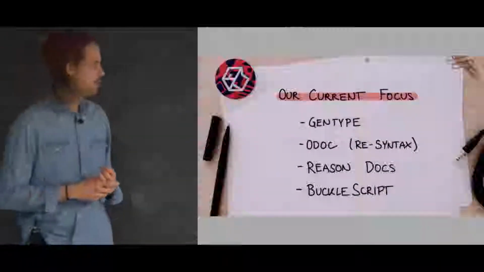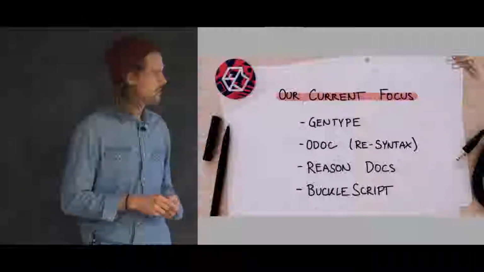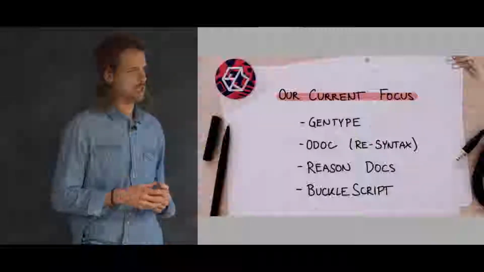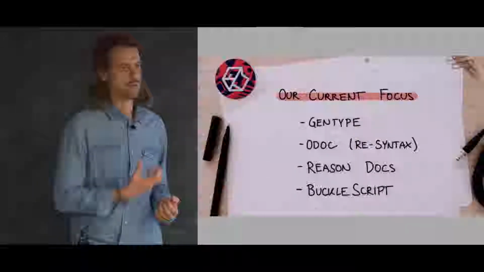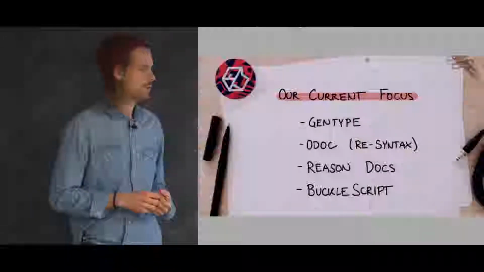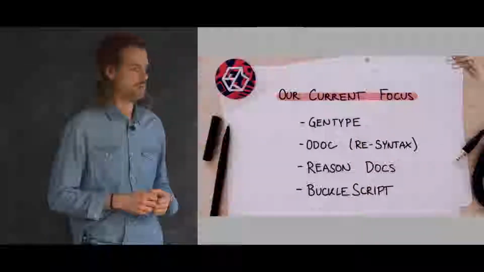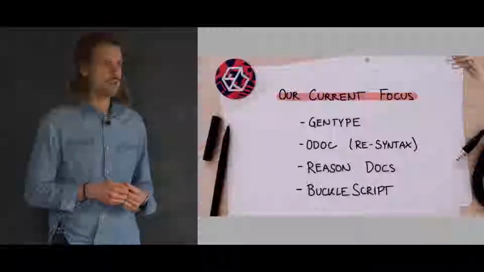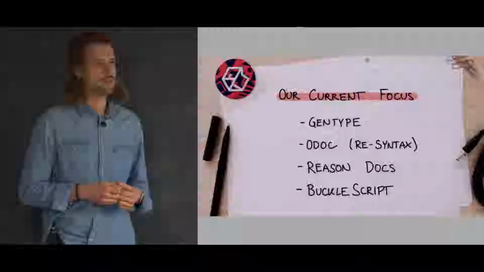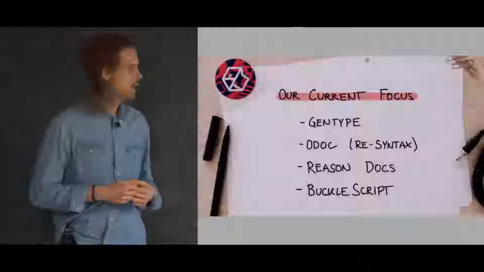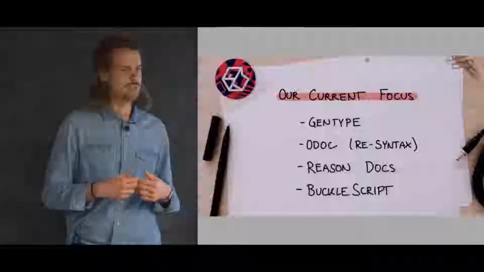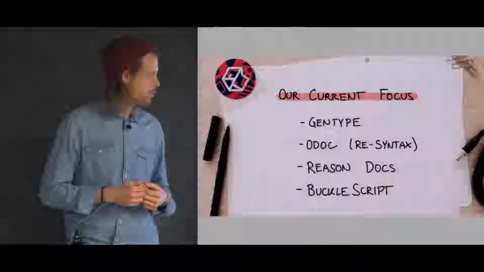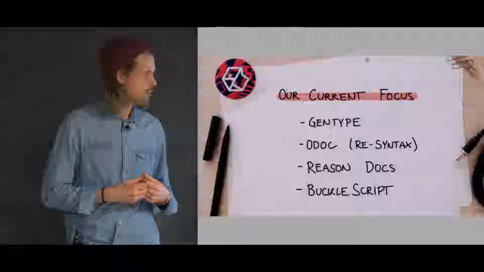So our current focus right now is these small projects. GenType is more BuckleScript related, where we can automatically generate OCaml types into BuckleScript compatible JavaScript types. So JavaScript developers don't need to figure out how to do interop, which is very nice. We contributed a little bit to ODoc. So maybe you have noticed it, but ODoc can yield Reason syntax now. So you can have both languages. And I'm also trying to contribute the toggle feature so that you can toggle between both languages in the generated HTML documentation.